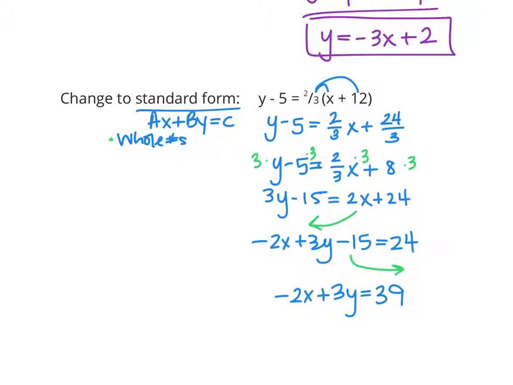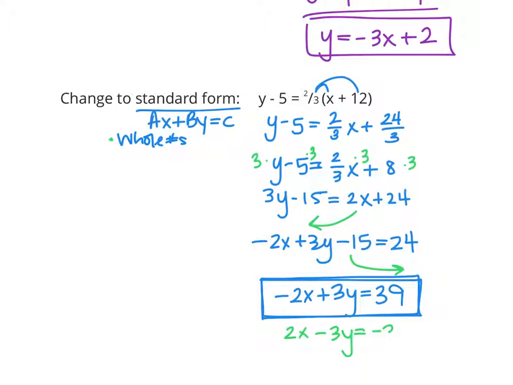Now, there is one little catch here, and I am okay with you leaving this in standard form. Some books say that in standard form you can't have a negative in the front. So another equation that would be equivalent to this would be to change all the signs, or multiply or divide by -1, which would give you 2x minus 3y equals negative 39. Again, I'm okay with you leaving it the first way, but I just wanted to show you that that is also an equivalent expression.